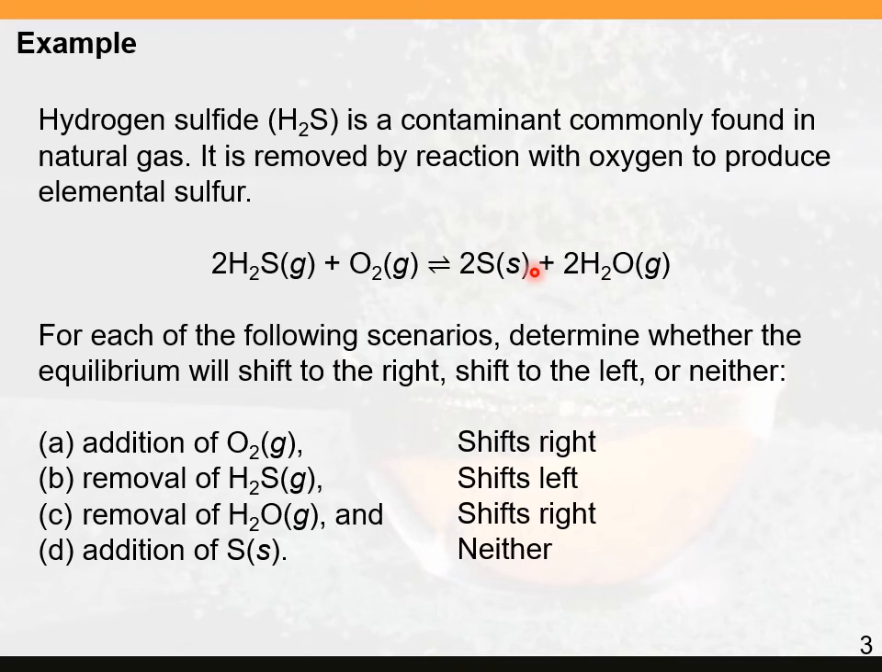Now be careful if the statement says removal of sulfur, because it depends on how much you remove. As long as you don't remove all of the sulfur, it's not going to affect the equilibrium. But if you remove all of the sulfur, all of it, then there will be no sulfur to facilitate the reverse reaction, and the reaction then will shift to the right. But for that to happen, all of the solid product, sulfur, must be removed.